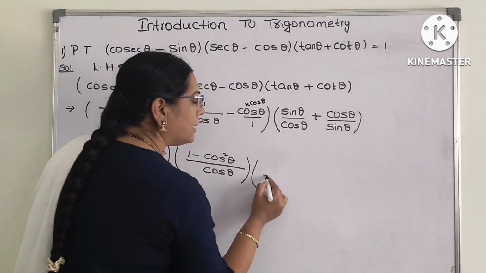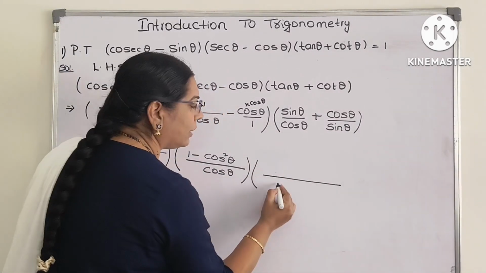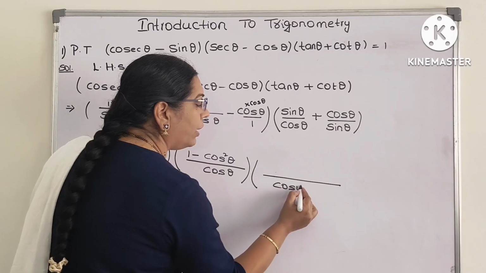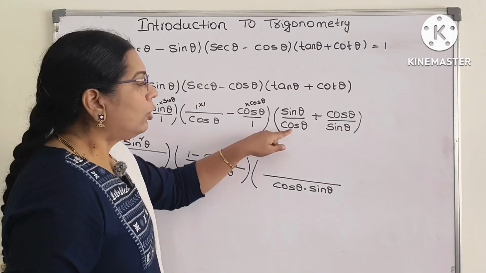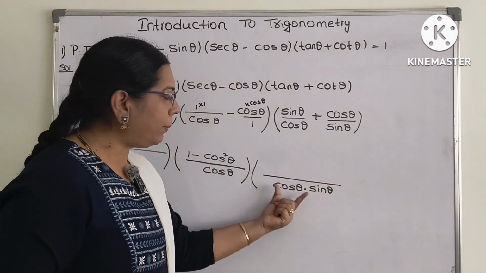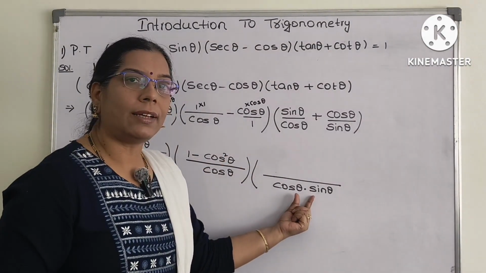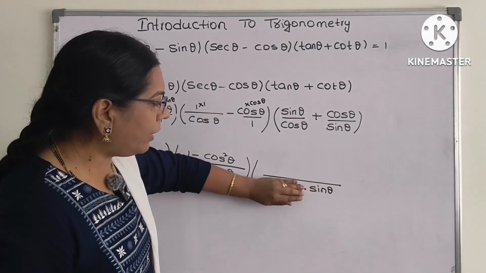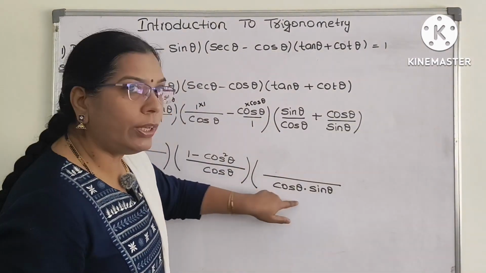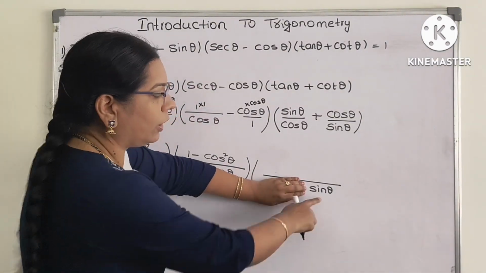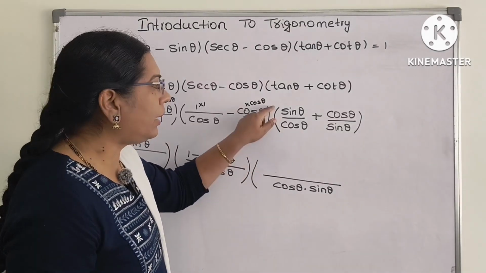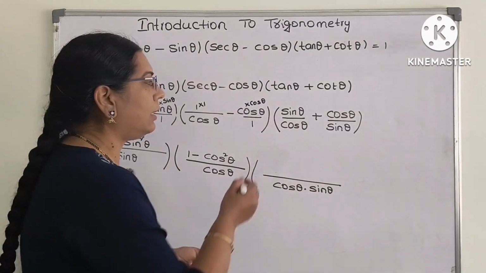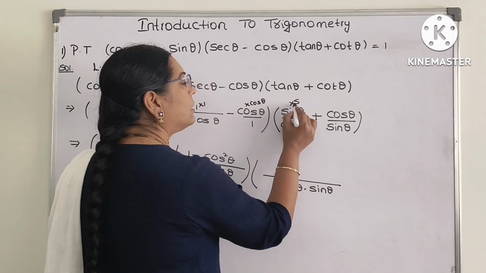Now, what is the LCM? Cos theta into sin theta. Since both are different, the product will become the LCM. To cos theta, what should I multiply to get cos theta into sin theta? How do you identify? I have cos here, so in the LCM, close cos. What are you left with? Sin theta. So, you should multiply the numerator of this with sin theta.